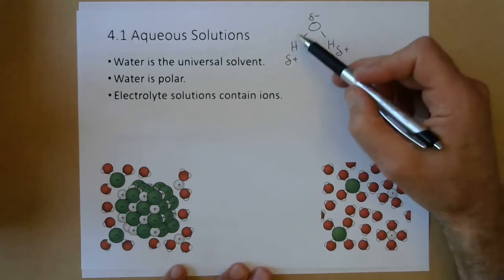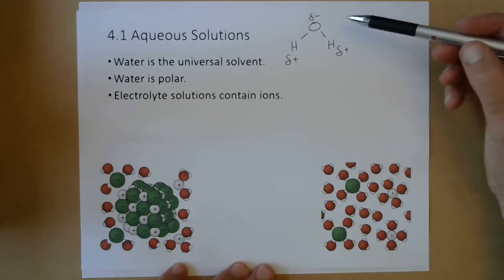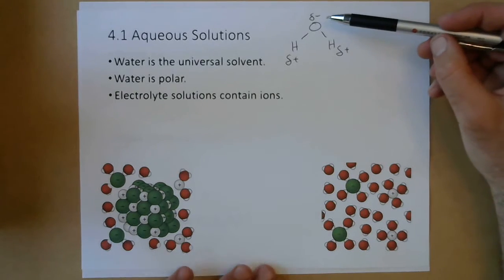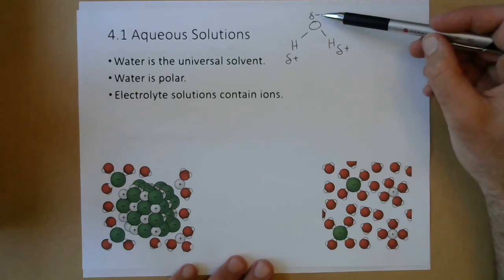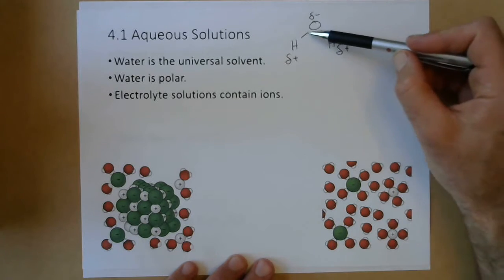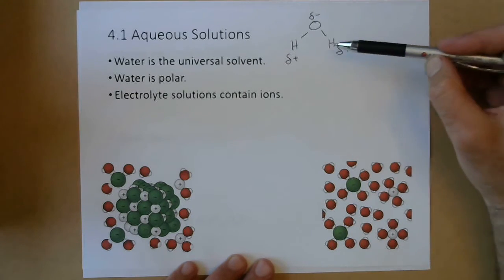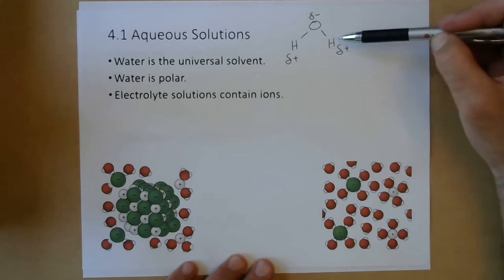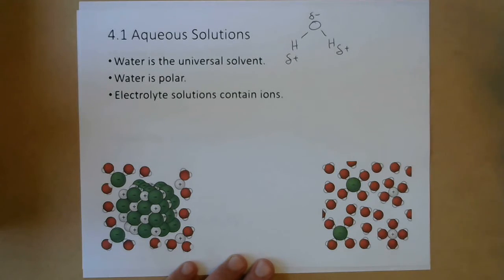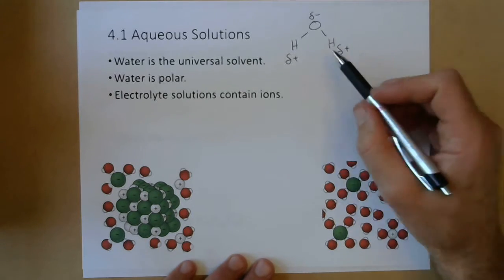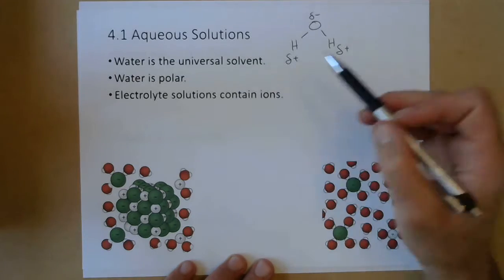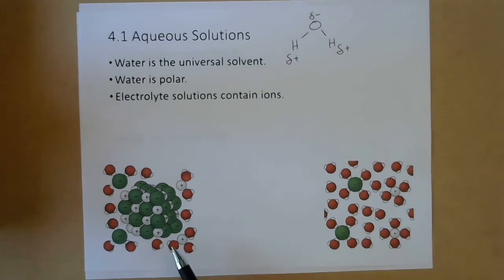It's really important to know the shape of the water molecule, to know that the oxygen side is the side with the partial negative charge. It has a little bit more electron density close to it. And then the hydrogen side is the side with a little bit of a positive charge because the hydrogen has a little bit less of the electrons close to it. Because water is polar, it's really good at dissolving things, especially ionic compounds.